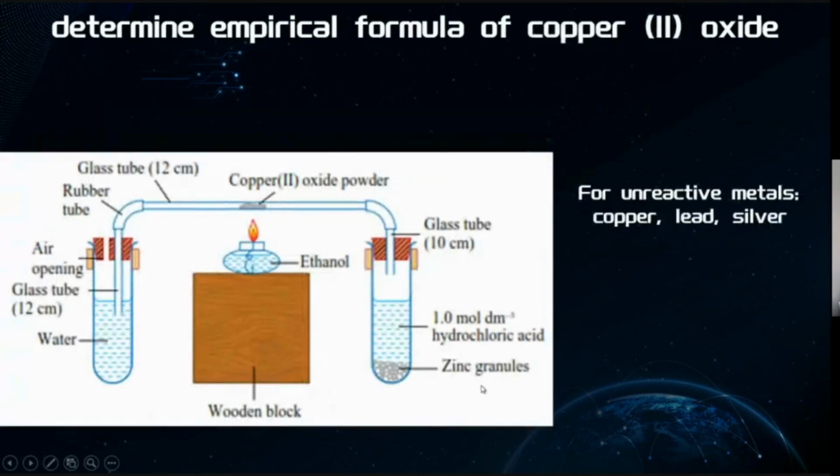Then this other apparatus is for the unreactive metals. Normally this setup is used for copper, lead or silver, unreactive metals. But normally they will use copper(II) oxide. Put it here. Then it needs to react with hydrogen gas. Here, zinc reacts with the acid. A metal with an acid will produce hydrogen gas. The hydrogen gas passes through the hot copper oxide, so it can displace the copper. Then you can measure the mass.